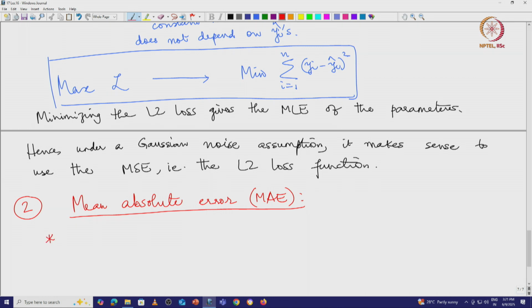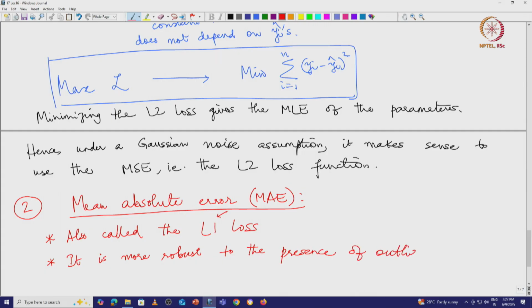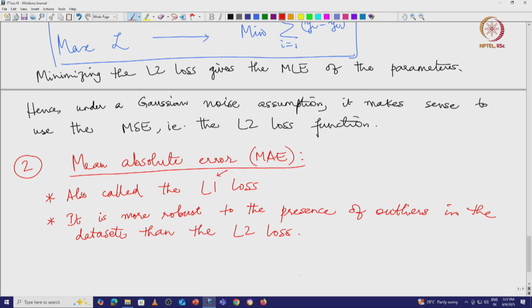So, this loss function is also called the L1 loss, right, and this one, like in the L2 loss, refers to the exponent of the deviation between the target variable predicted value and the actual value, and it is more robust to the presence of outliers in the data set, okay, than the L2 loss. So, how does this expression look like?